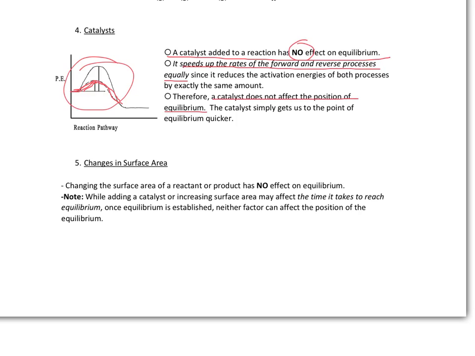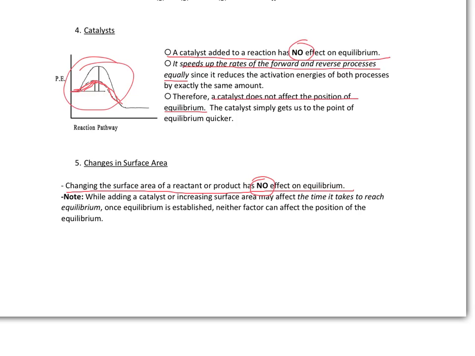If you're given a question with an equilibrium and asked to predict the changes when a catalyst is added, you would have to answer that it will have no effect on the position of the equilibrium because it speeds up the rate of the forward and the reverse processes equally. A change in surface area has the same effect. Changing the surface area of a reactant or product has no effect on the equilibrium.